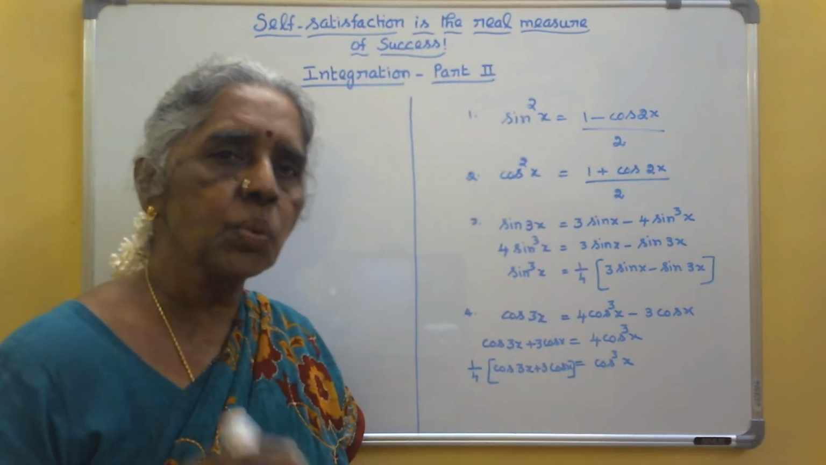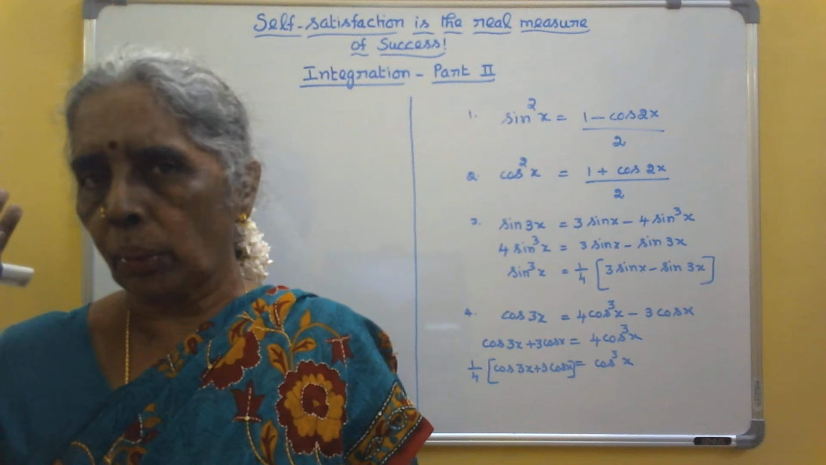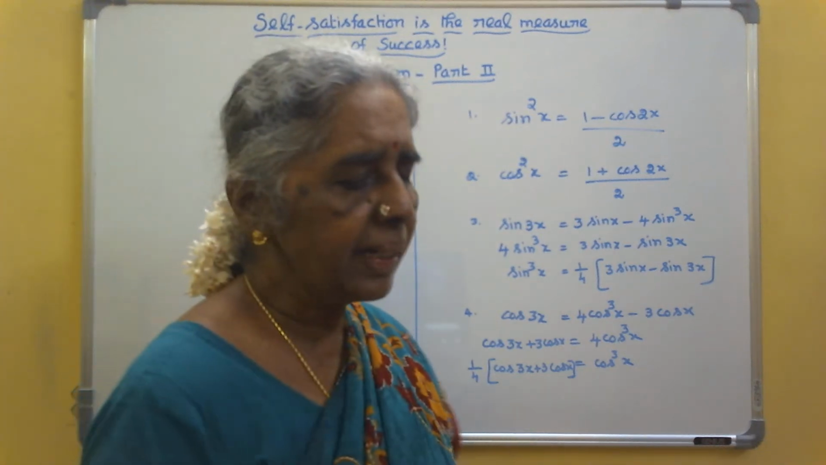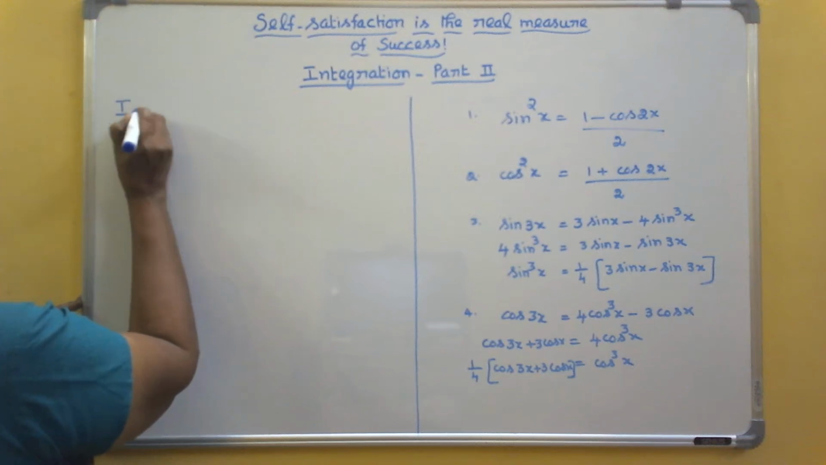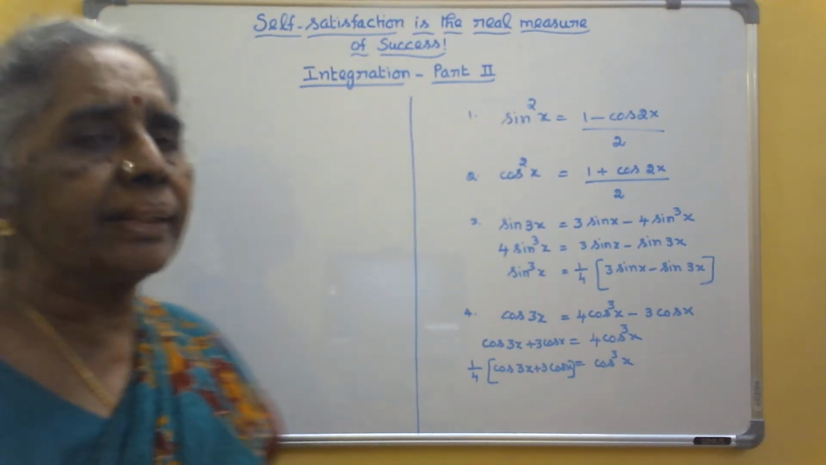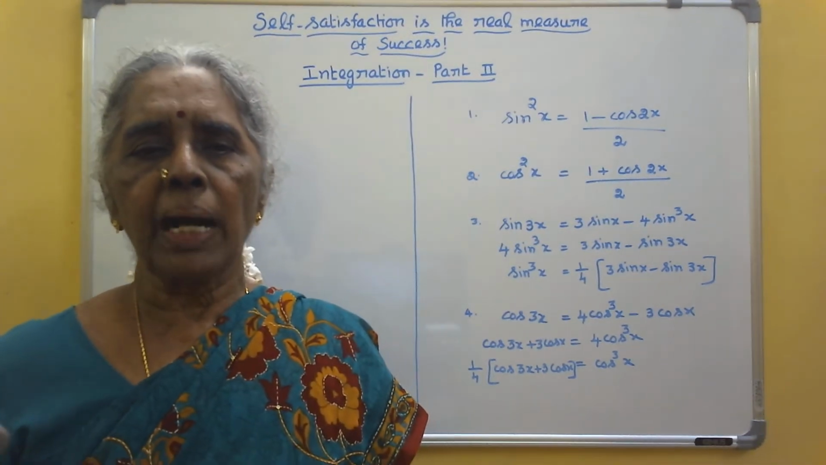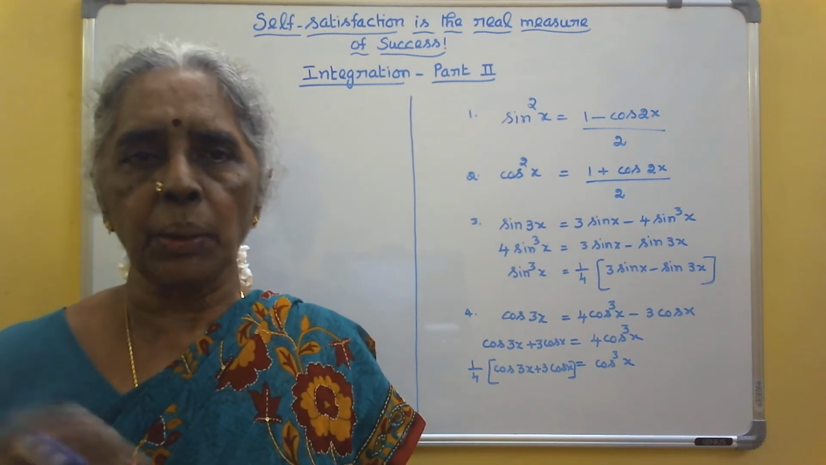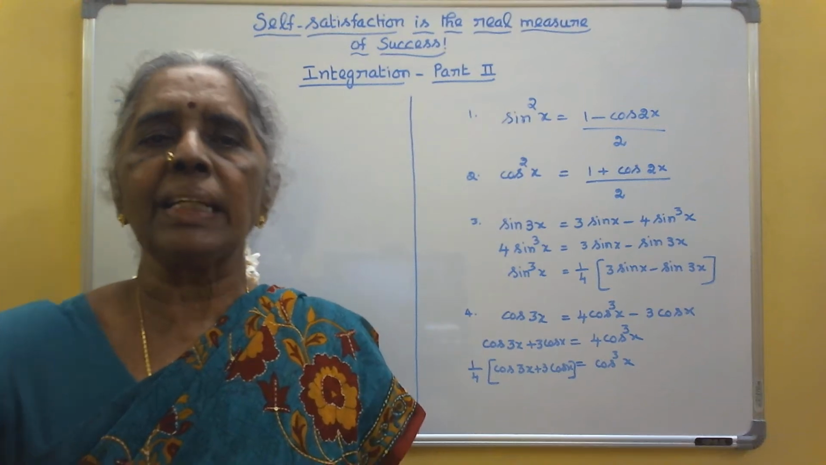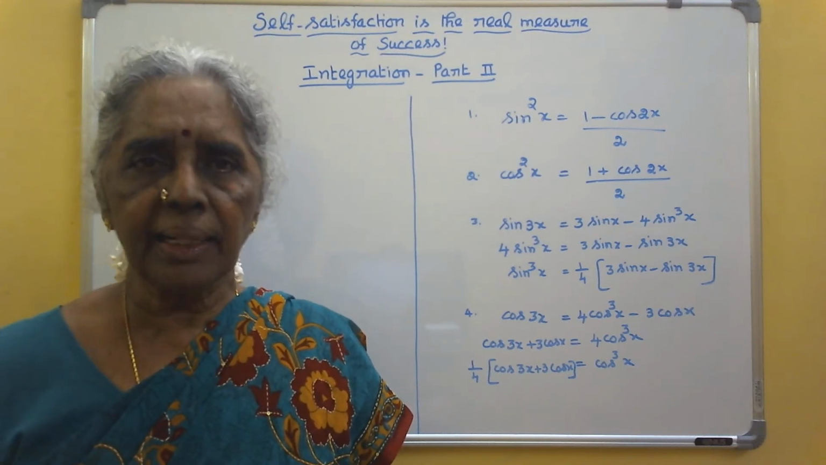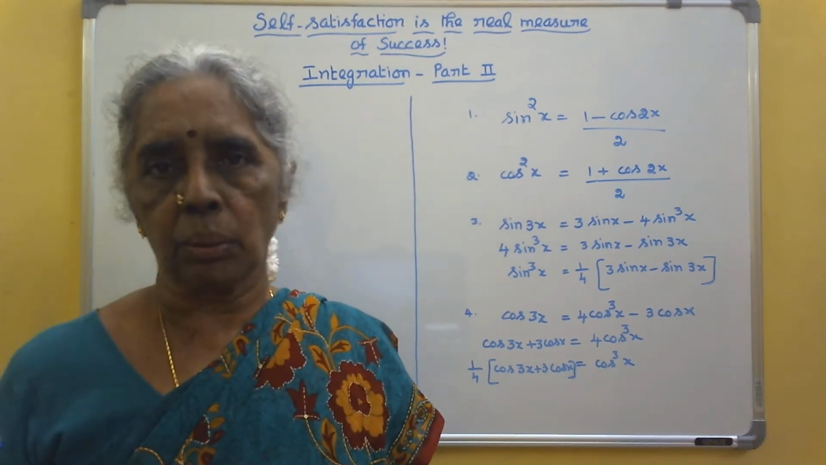Please write these 4 formulae in your formula notebook. Now, let us take one sum. Generally we say I is equal to any integration sum. In part 1 we had a very simple sum, so I didn't use that I. Generally, in differentiation we write y is equal to. In integration you have to write I is equal to, okay.